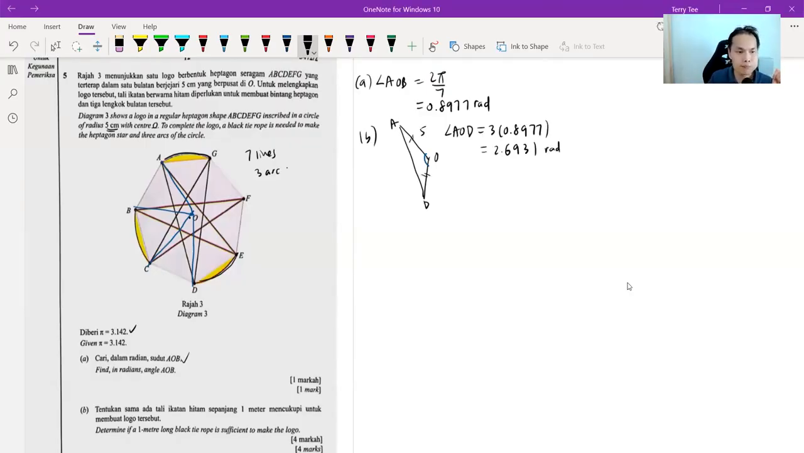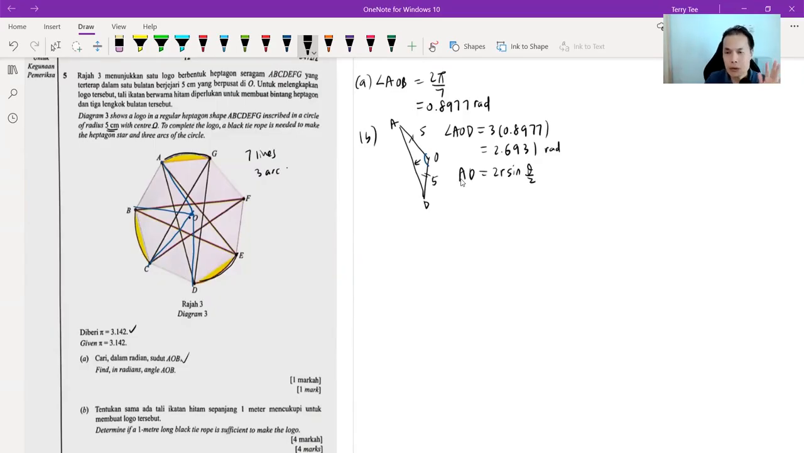We know this is a circle with radius of 5 cm. To find the length of AD, you either use cosine rule or you can use the formula for length of chord. I like chord. For those who are not sure about the formula for chord, it's given as this. Chord AD in this case is given as 2r sine theta over 2.